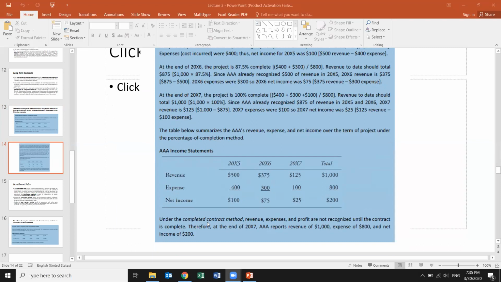However, when it's the completed contract method, they do not distribute their revenue every year as the cost is incurred correspondingly. What they say is, when the contract is completed, we then recognize our revenue. Until the contract is completed, revenue is not recognized. So at the end of 2007, instead of 500, 375, 125, there will be 0, 0, 0, and here they will just recognize the revenue of 1,800, and the net profit is 200. This is the completed contract method. Okay?